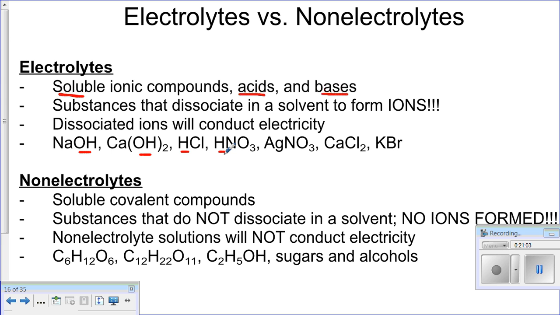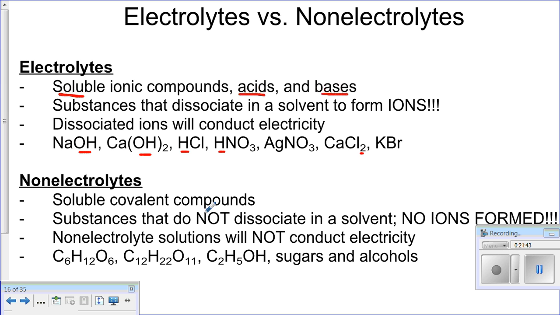Okay, and then the last three examples I'm showing you, those are just ionic compounds. So silver nitrate, remember silver is going to be soluble as long as it is paired with nitrate. Nitrates make things soluble. So that'll split into Ag plus ions and NO3 minus ions. And then you've got calcium chloride. So that will split into Ca 2 plus and then 2 Cl minus ions. And then potassium bromide will split into 1 potassium ion and 1 bromide ion.